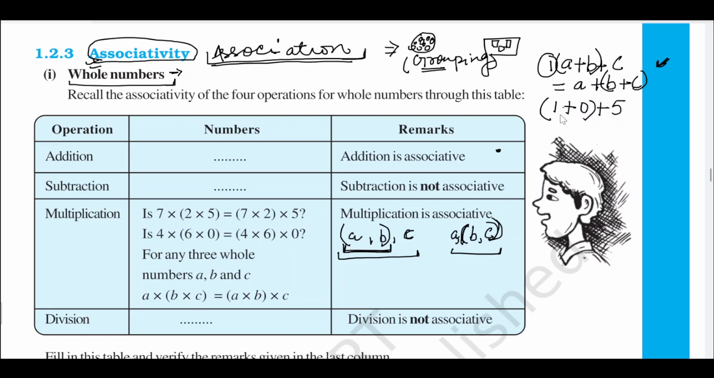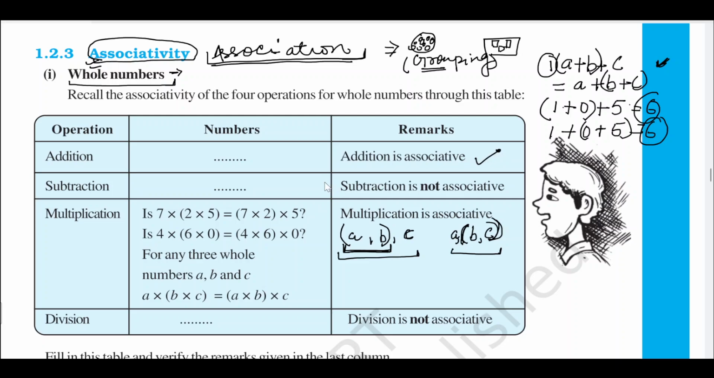We will make a group of A and B and the result is 6. Now in the second grouping, we will group 0 and 5. In this case also, our result is going to be 6. So LHS is equal to RHS. So addition is, we can say, associative.